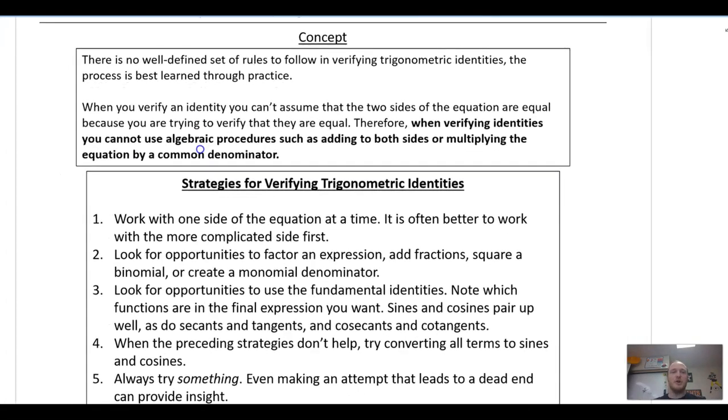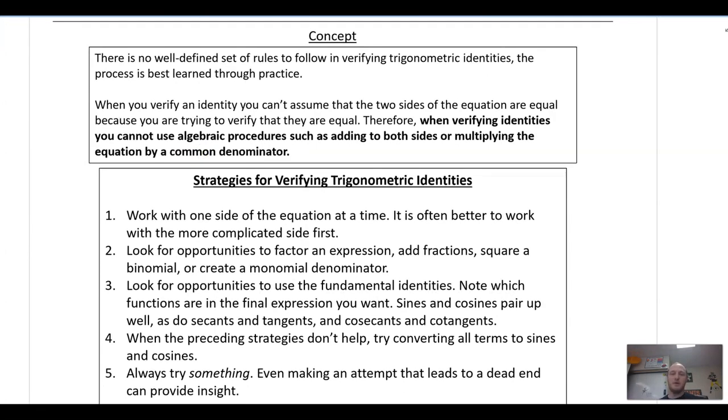All right, so there's no well-defined set of rules to follow in verifying trigonometric identities, and it's best learned through practice, trial and error, and experience, okay? So when you verify an identity, you can't assume that the two sides of the equation are equal because you are trying to verify that they're equal. Therefore, when verifying identities, you cannot use algebraic procedures such as adding to both sides or multiplying both sides by a certain expression. I can't assume that they're equivalent. I have to prove it. That's what you're trying to do, okay?